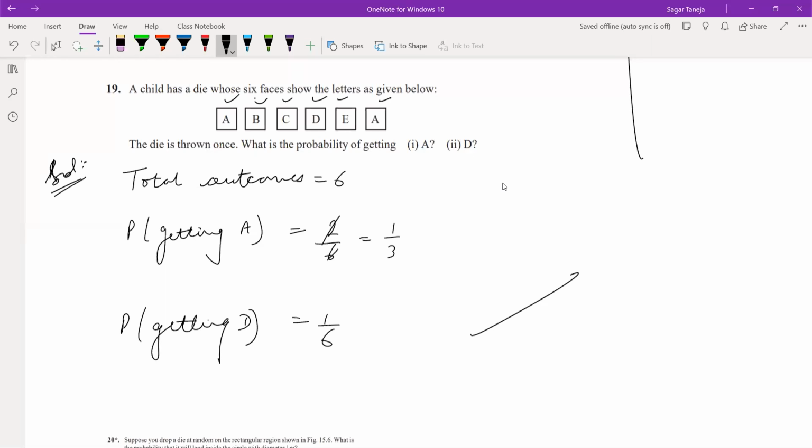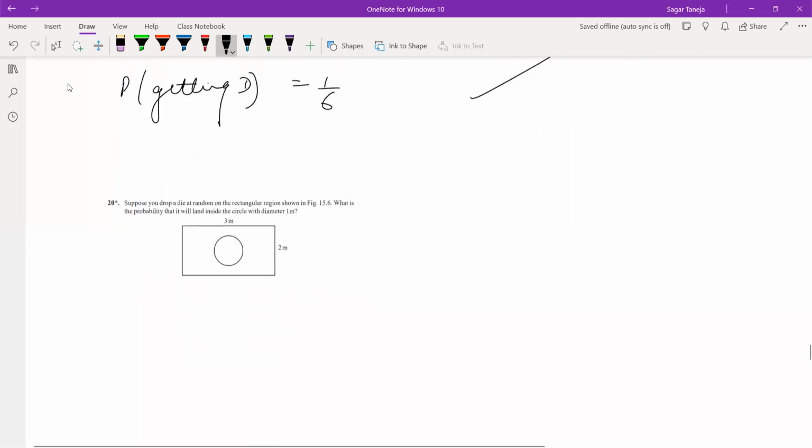Till now, the most important question which we have come across in this exercise was the card ones. Many more are to come in the exercise. These in between are easy questions. Then the 20th.